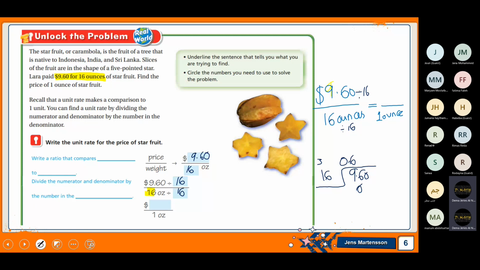6 times 6 is 36. 6 times 1 is 6 plus 3 equals 9. Bravo. Then the 0 is small, so bring it down and put it up. So it will be 0.60, $0.60 per 1 ounce.